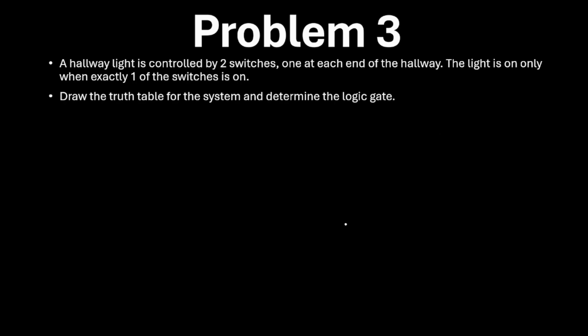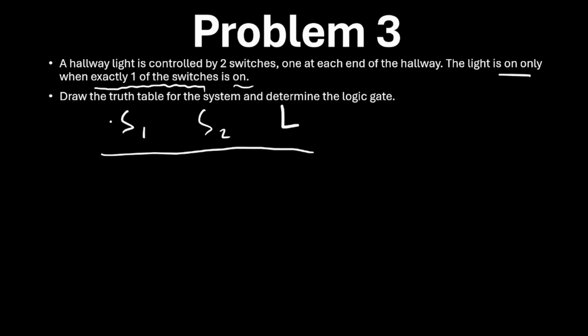All right, problem 3. Hallway light is controlled by 2 switches, one at each end of the hallway. The light is on only when exactly one of the switches is on. Okay, so we have two switches, switch 1, switch 2. Let's call those S1, S2, and let's have our variable be light, we'll just call it L. The light is on only when exactly one switch is on. So first, let's finish this truth table. All right, now let's determine when L is going to be turned on. One switch is on, L is on, but only one.